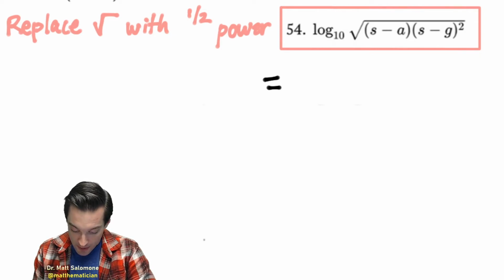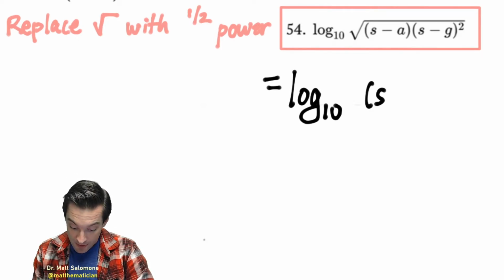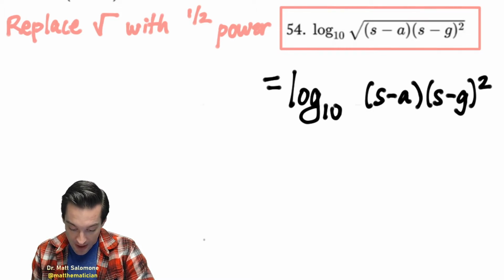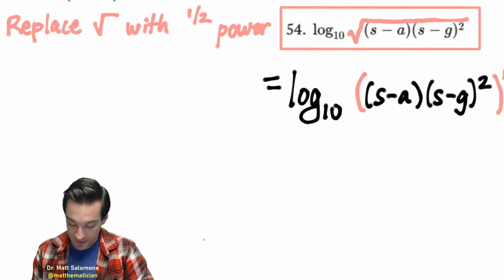I'm just going to rewrite this as the base 10 log of, and then I'm going to write the stuff that's underneath the radical, s minus a times s minus g to the power 2, and then that whole quantity underneath the radical here is being raised to the 1/2 power. So I've just taken and rethought of that square root sign as being a 1/2 power instead.